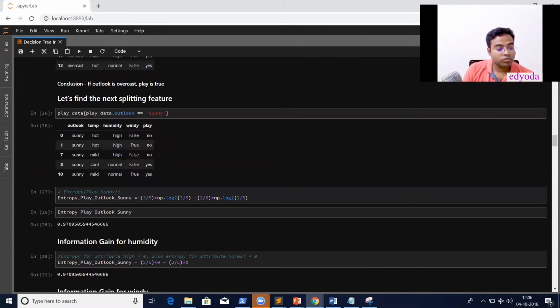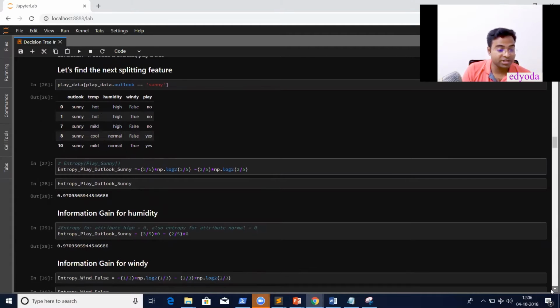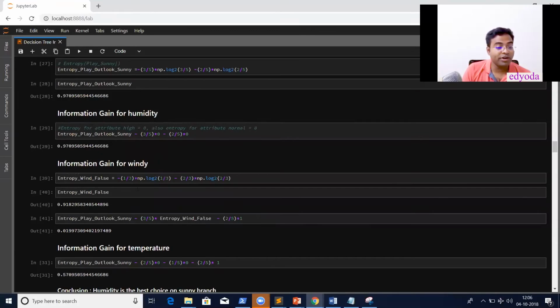So the entropy of the current data set is this, right? Entropy of the current data set: minus 3 by 5 into log of 3 by 5, and 2 by 5 for the yes. So this is the value here, the entropy of the data set which has come to the sunny part. Now we have a few features here, like humidity, windy, and temperature, 3 things. These are the things we need to compare. Whichever has the highest information gain will come here, right? So let's see.